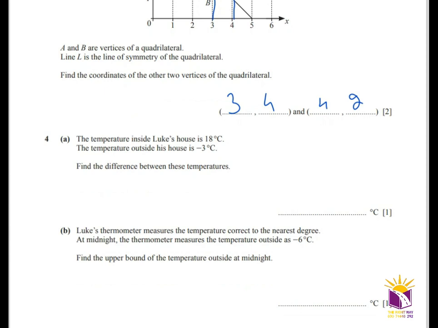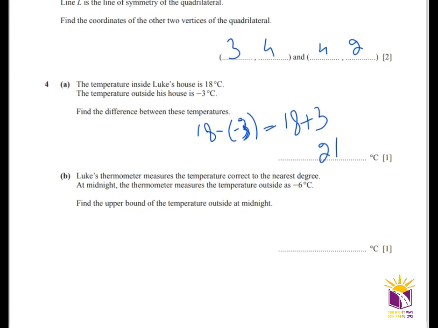Question number 4. The temperature inside Luke's house is 18 degrees centigrade. The temperature outside his house is minus 3 degrees centigrade. Find the difference between these two temperatures. So for the difference you are going to subtract the values, 18 minus minus 3, and it will be equal to 18 plus 3, and 18 plus 3 will be 21 degrees centigrade. So the difference between the temperature inside Luke's house and outside his house is 21.